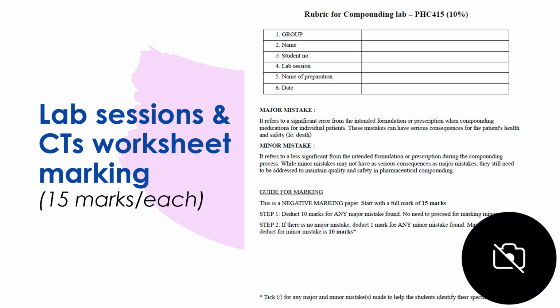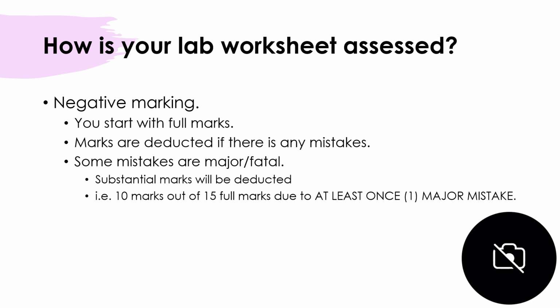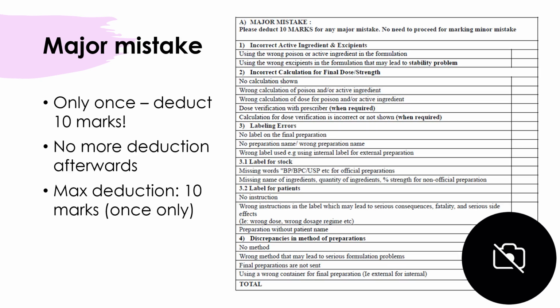So how do we mark your worksheet? Remember, each carries 15 marks. Basically, we will look at the major mistake and minor mistake. The major mistake will be a deduction of 10 marks, while minor mistake will be deduction of 1 mark for each. And this is actually negative marking. You start with full marks, then we deduct gradually until you are left with 5 marks.